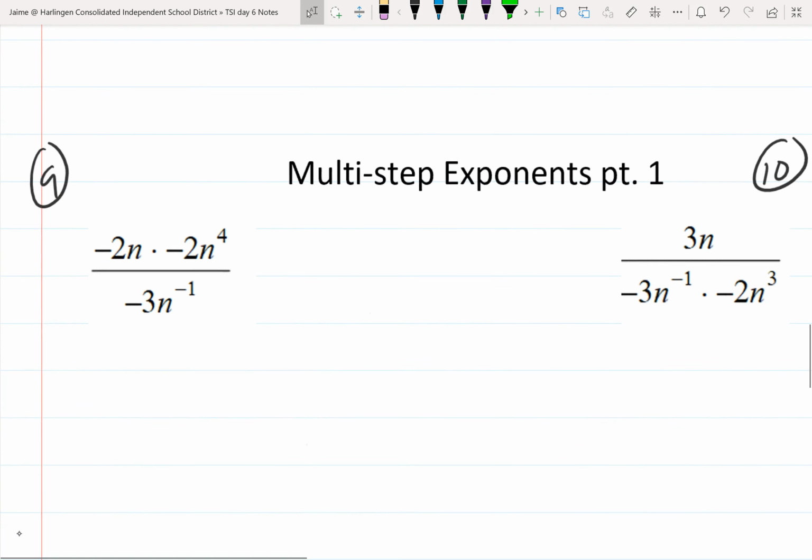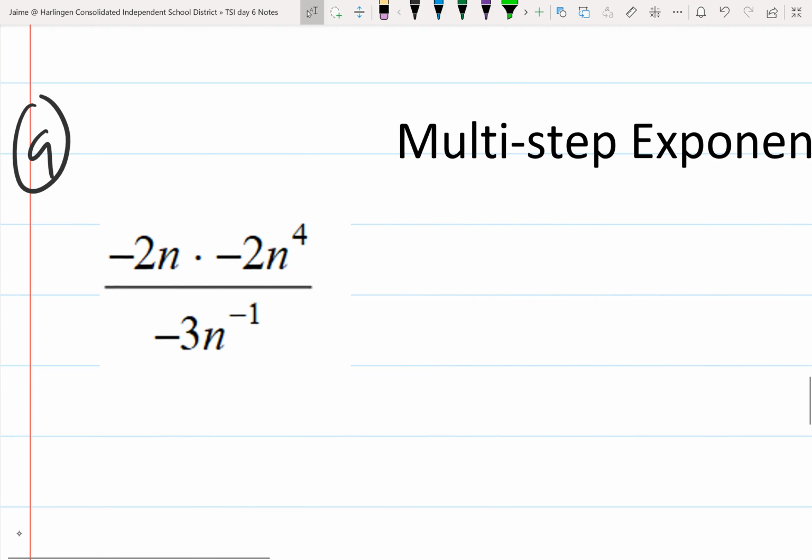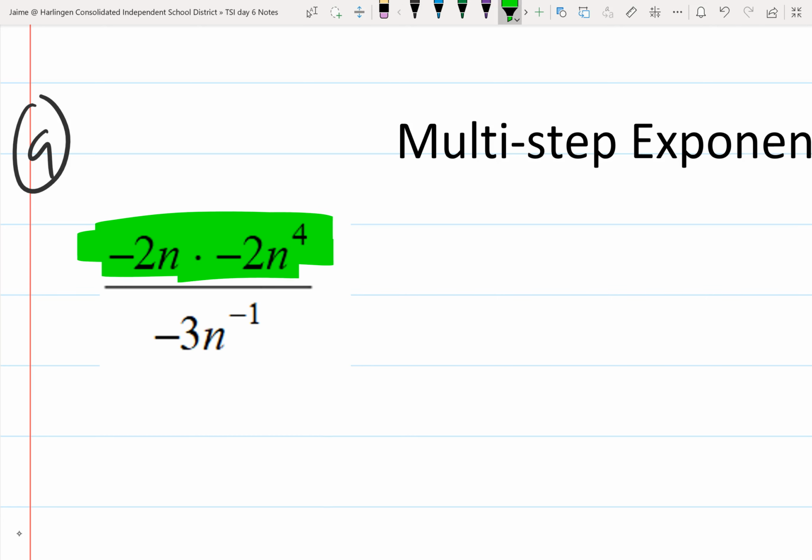Now, multi-step exponents part 1. I'll make it a little more difficult than this, but we're getting there. So, number 9. A lot of stuff going on here. Negatives and everything, screwing everything up, but we'll fix that in a little bit. First, the top part. Just the top. Don't worry about the bottom for now. We're multiplying. And when you multiply, what do you do to the powers? You add them.